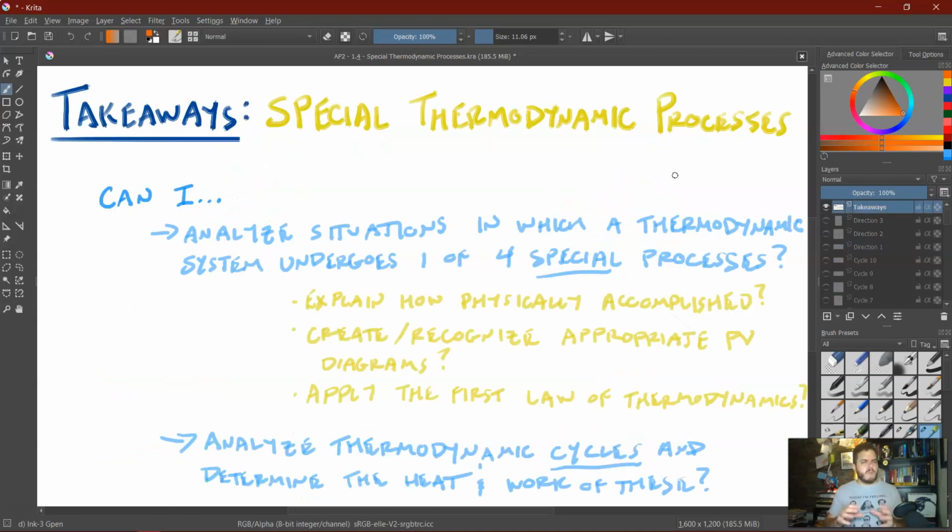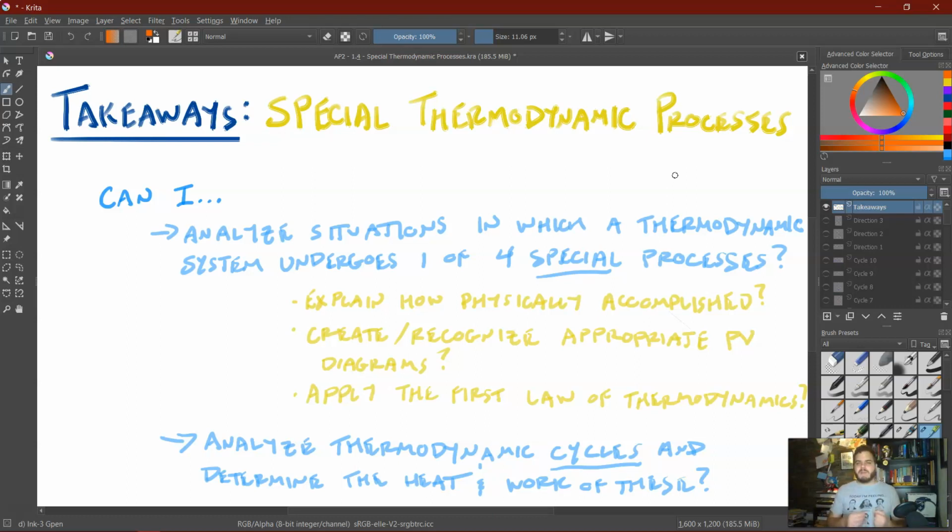So what are our takeaways for these special thermodynamic processes? Well, we want to make sure we can recognize these four: isobaric, isovolumetric, also called isochoric, isothermal, and adiabatic. We want to be able to analyze situations in which we see them and specifically discuss how these processes are physically conducted, how they are accomplished, can we create and recognize appropriate PV diagrams for each one, and can we apply the first law of thermodynamics, delta U equals Q plus W, for each one? Does one factor go away? Do the other two factors equal each other? That is where that comes in.